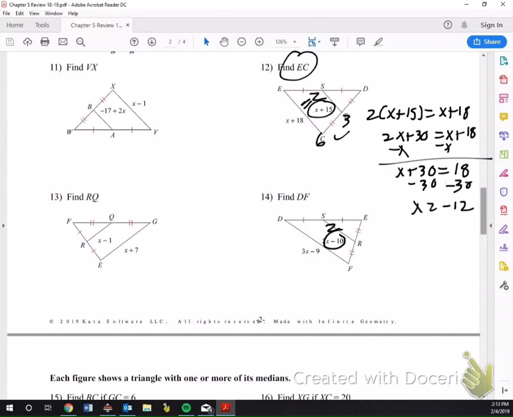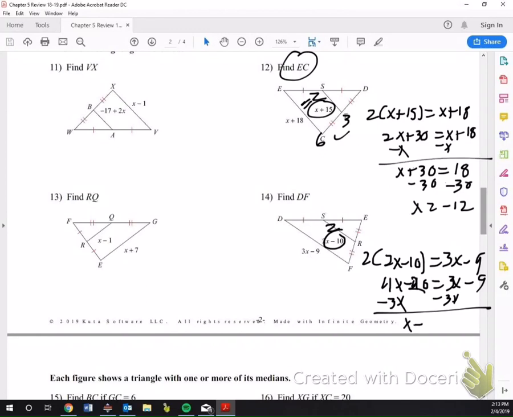So DF, so we're looking at SR, that's our mid-segment. That times 2 is equal to DF. So we have 2 times 2x minus 10 equals 3x minus 9. Distribute. I put 40 there, it's 20. I'll go back and change it. See? So I subtract 3x from both sides, so I have x minus 20 equals negative 9. I'm going to add 20 to both sides, and I get x equals 11.